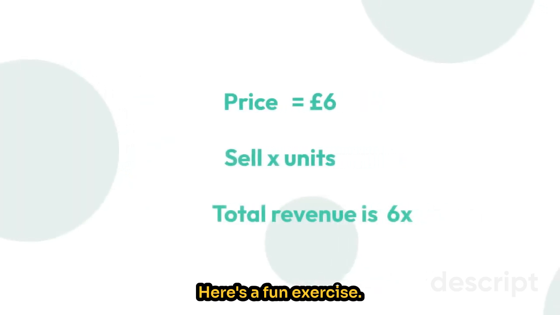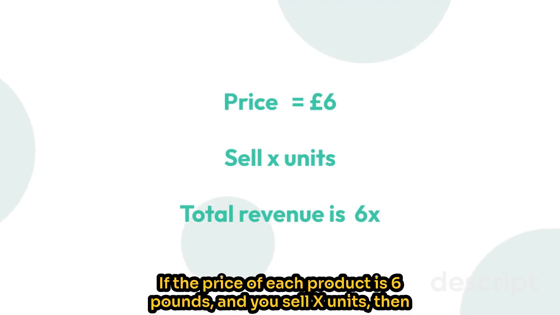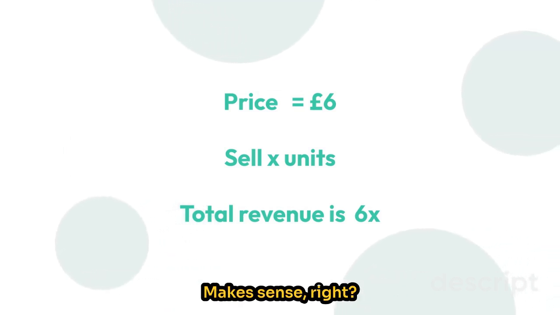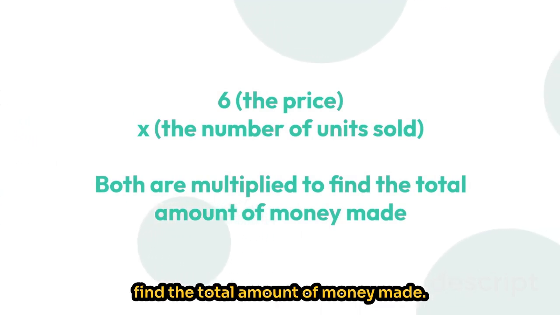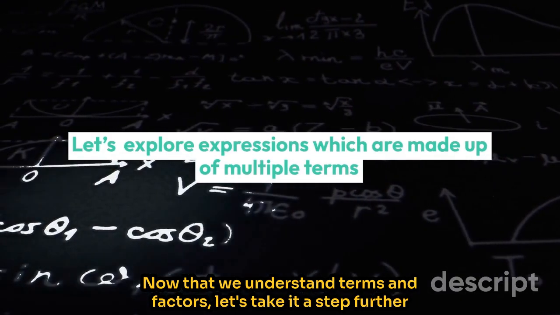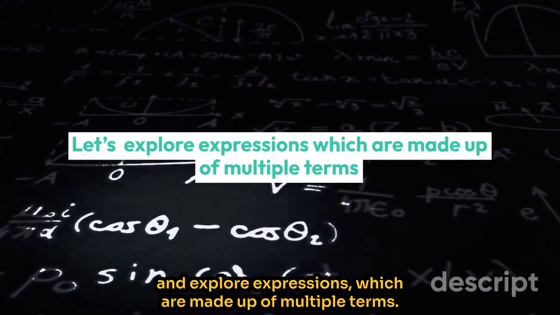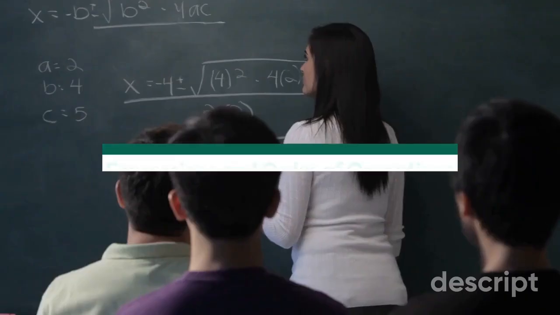Here's a fun exercise. Think about a business selling products. If the price of each product is £6 and you sell x units, then your total revenue is simply 6x. Makes sense, right? The number 6, the price, and x, the number of units sold, are multiplied to find the total amount of money made. Now that we understand terms and factors, let's take it a step further and explore expressions, which are made up of multiple terms. Let's go.